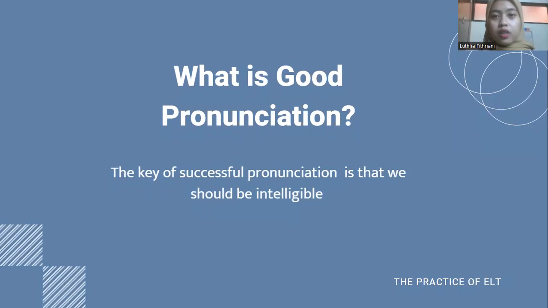So Jeremy Harmer, in his book The Practice of ELT, states that the key to successful pronunciation is that we should be intelligible. Intelligible means that when we are speaking, all of the people know what we are saying.